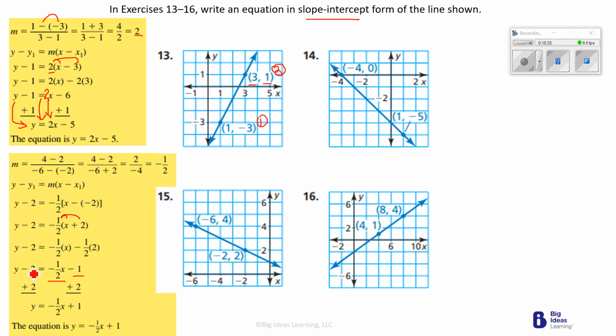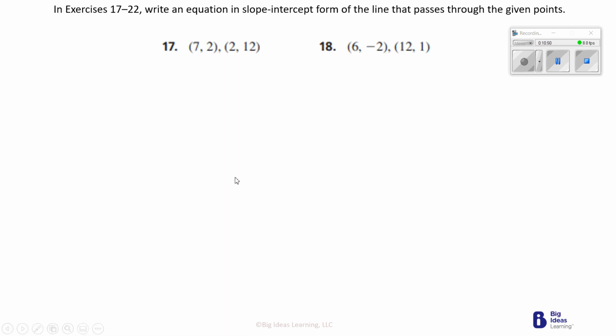And now we get rid of the -2 by adding 2 to both sides. And now we've got -1 plus 2, which is 1. So my slope-intercept form will be y equals -1/2 x plus 1. All right, let's move on.